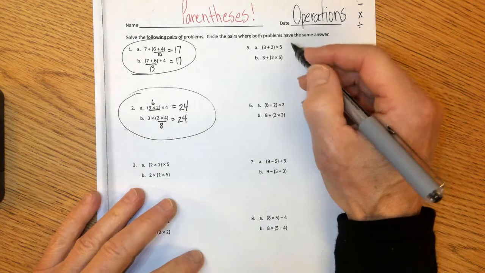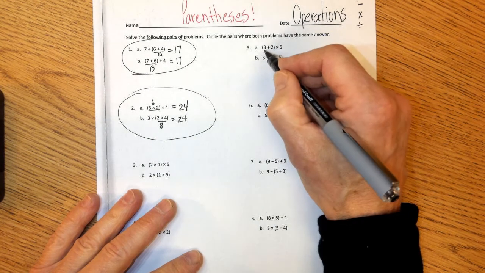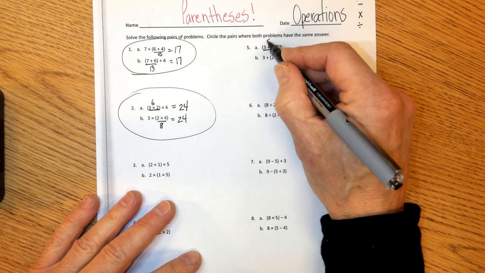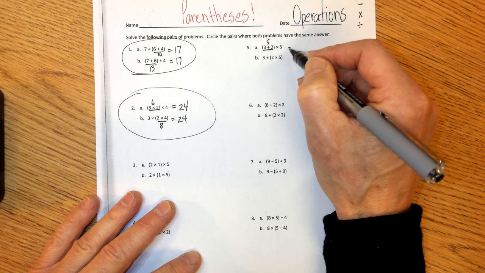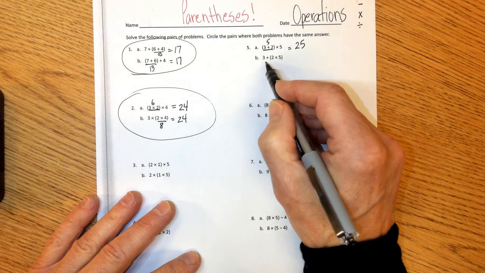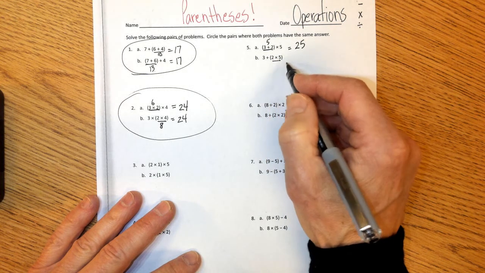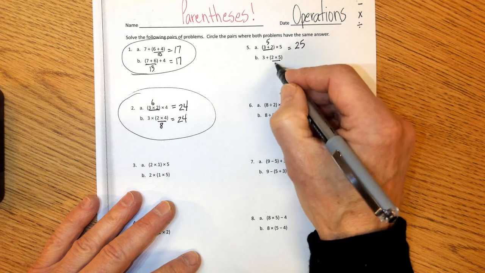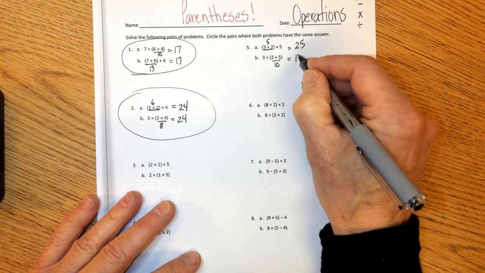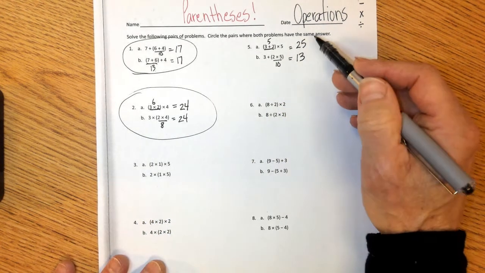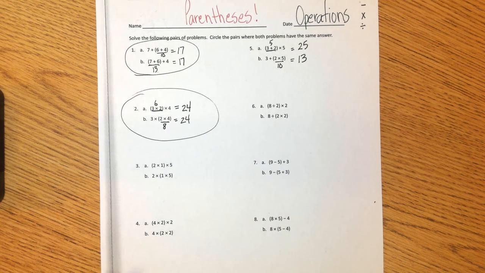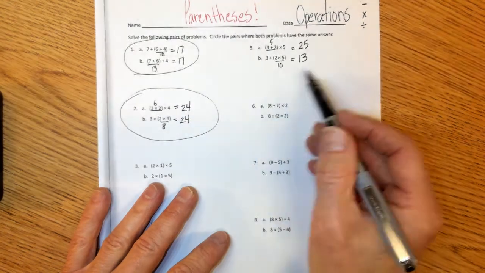Well, let's continue. We're going to move to the side here. 3 plus 2 is equal to 5. 5 times 5 is equal to 25. Okay. In the parentheses, 2 times 5, 2 5s is 10. 3 plus 10 is 13. Whoa, wait, are they the same here? Absolutely not. Well, why are some the same and some different?